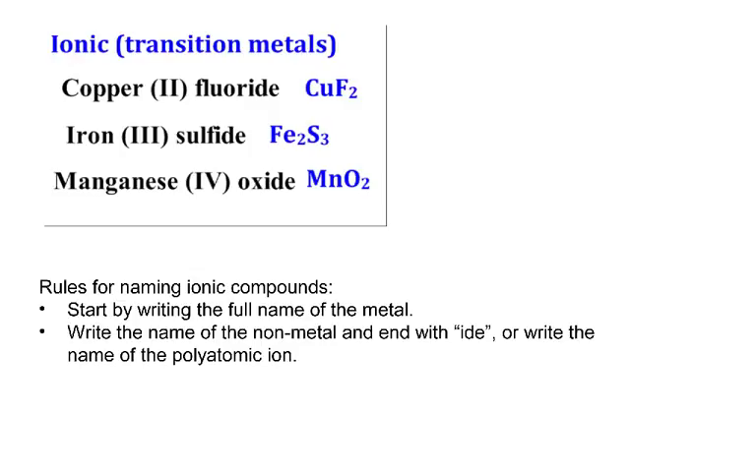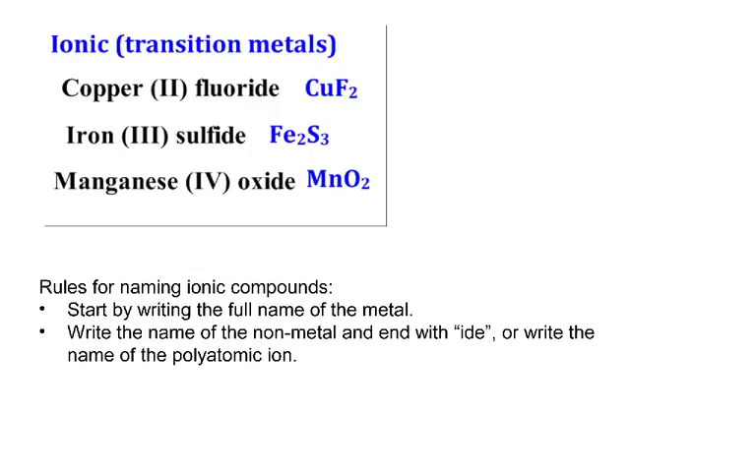That number is actually the charge of the metal. Transition metals are called transition metals because they transition in their charges. For example, copper can have a +1 or a +2 charge, depending on what compound it's in. Iron can have a +2 or a +3 charge. Manganese can be +2, +4, +5, or +7. So we don't know what the charge of the metal is, and so when we write the name, we need to indicate what the charge is.